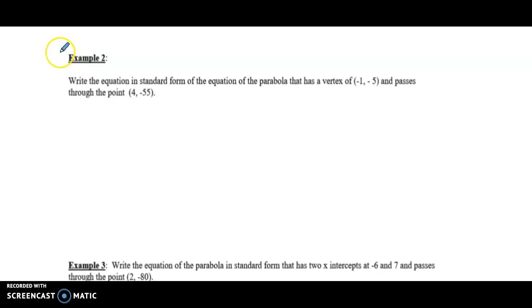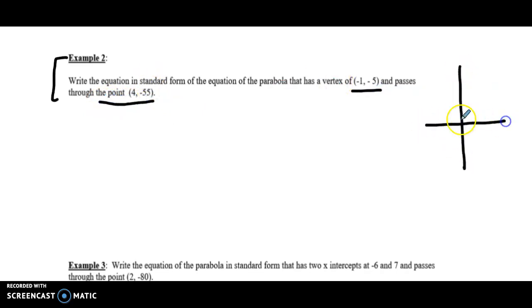All right, so let's just take a minute, and we have three examples left that we did not get over in class. I kind of want you to try these on your own as we're working on them. It says, write the equation in standard form of the parabola that has a vertex of -1, -5 and passes through the point 4, -55. So we know we have a vertex at -1, -5, and passes through the point 4, -55. That's going to tell me that my graph looks like this, opening downwards.